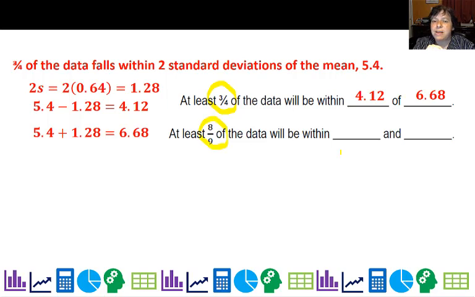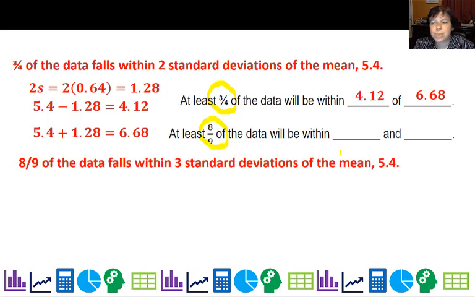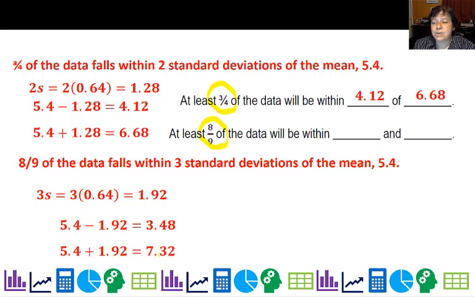Now with 8/9, all we're dealing with instead is 3 standard deviations of the mean instead of 2. So instead of 2 times 0.64, I have 3 times 0.64, and I get 1.92. To figure the lower band, I subtract that from the mean, and to find the upper band, I add that to the mean. So 8/9 of my data will fall within 3.48 and 7.32.